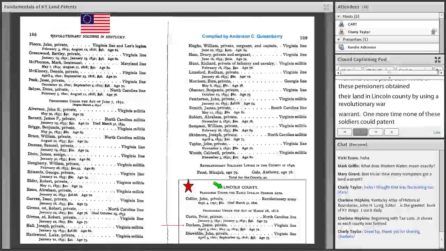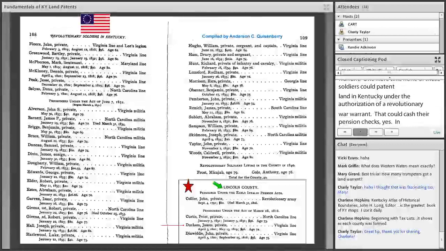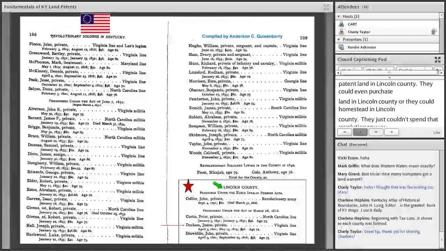They could cash their pension checks, yes, in Lincoln County. They could use other types of warrants to patent land in Lincoln County. They could even purchase land in Lincoln County, or they could homestead in Lincoln County. They just couldn't spend that Revolutionary War warrant outside of the designated military districts.